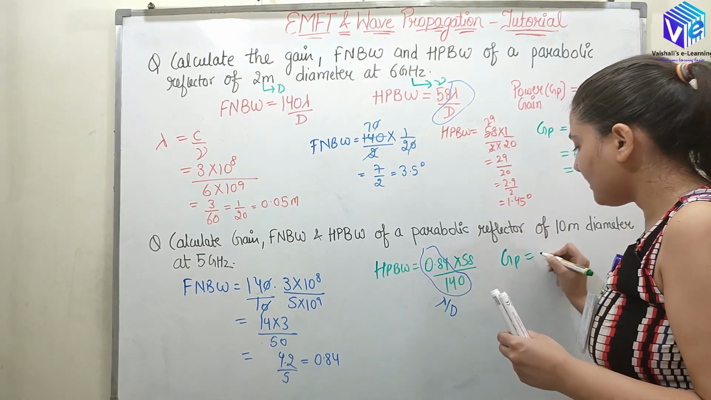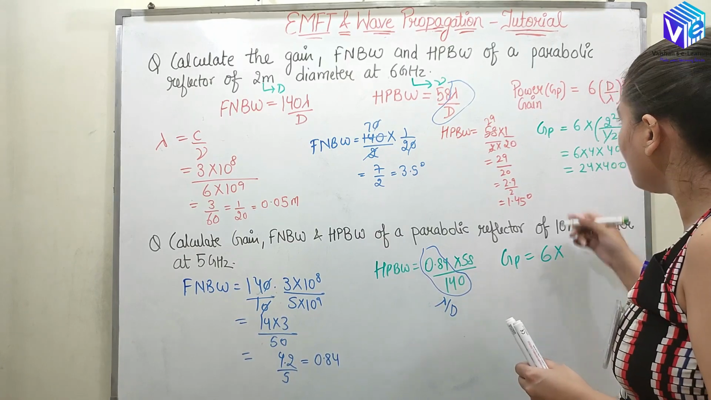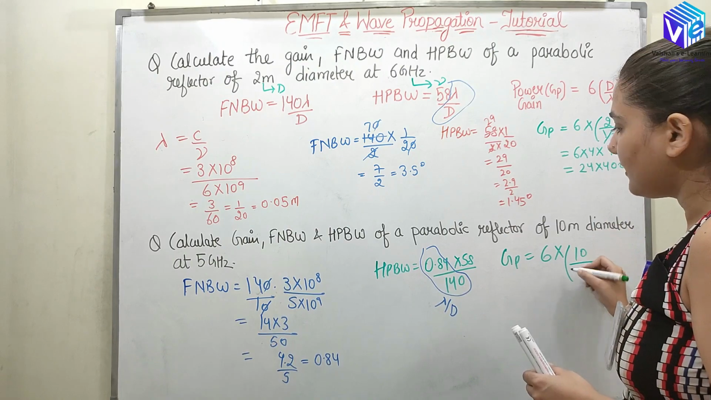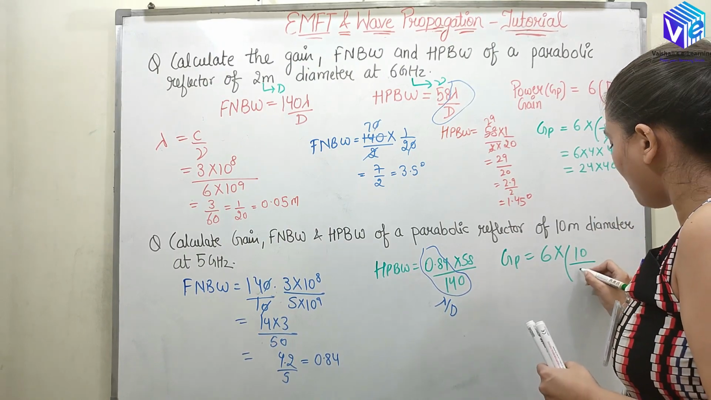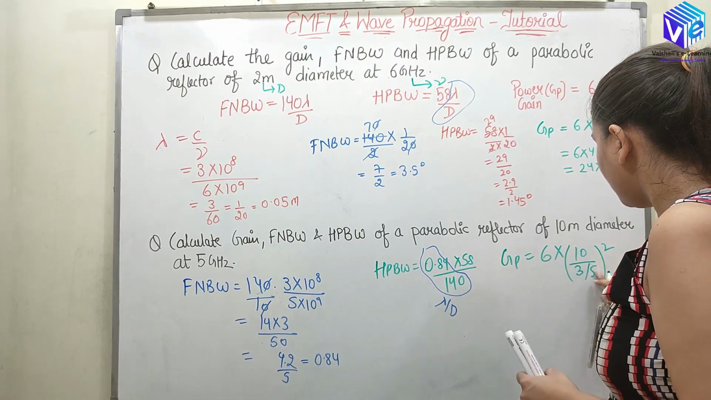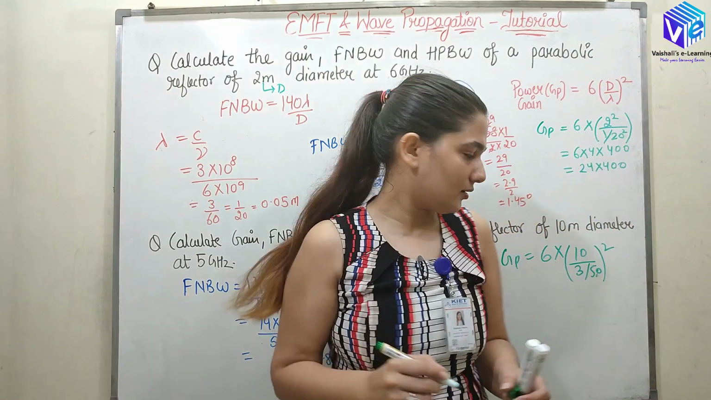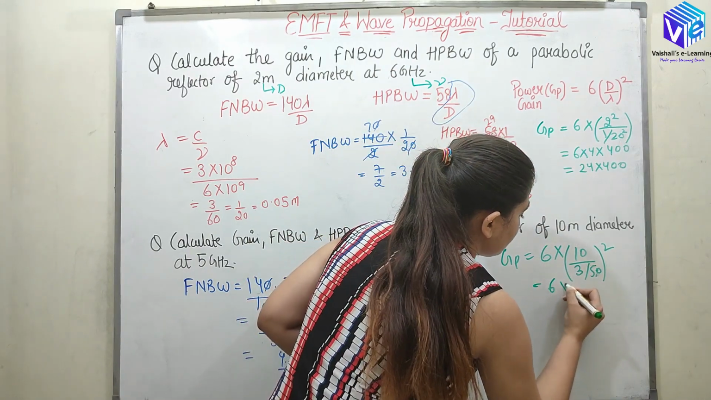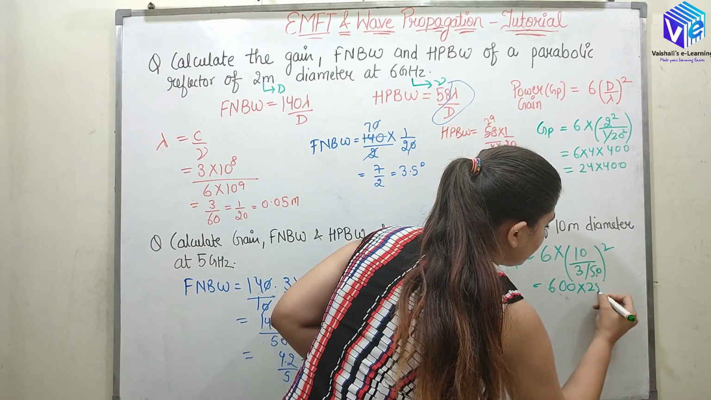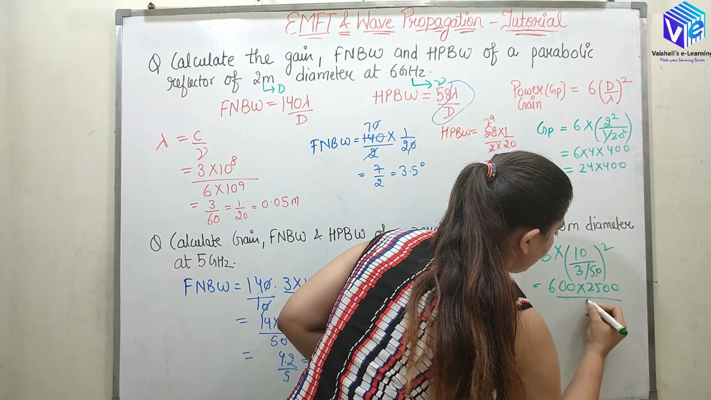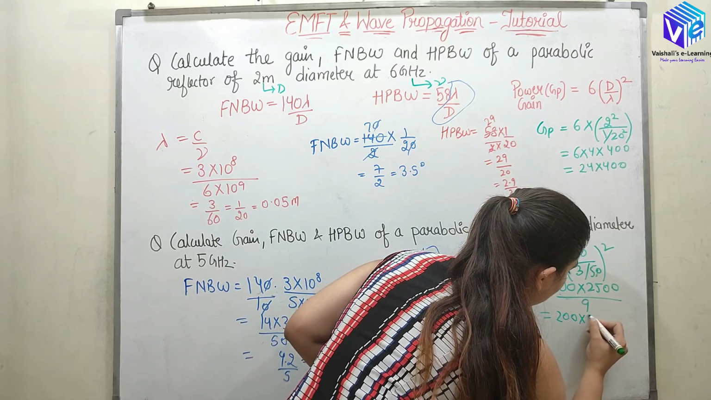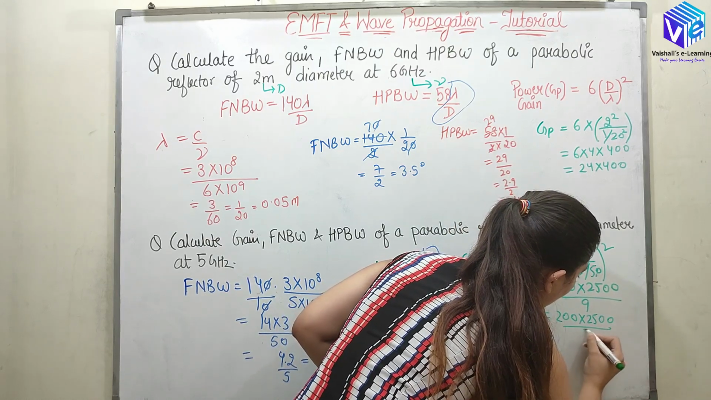Now what is gain? Gain will be 6 into, see what is D? D will be 10, upon lambda. Lambda here is 3 upon 50, squared. So here we'll have 600 into 2500 upon 9, which means we have 200 into 2500 upon 3.